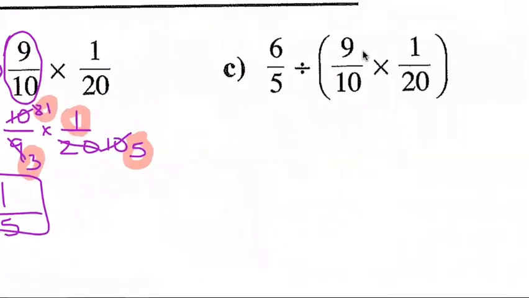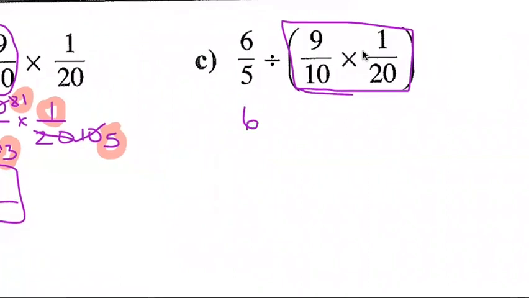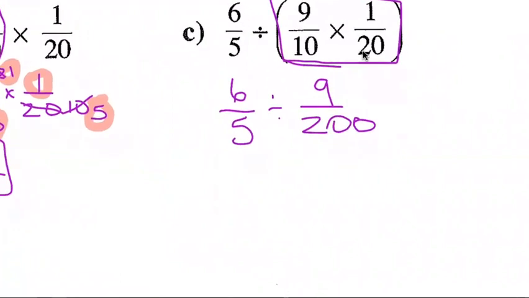And then question C. Question C, 6 over 5 divided by 9 over 10 times 1 over 20. But 9 over 10 times 1 over 20 is in brackets, so I need to do this first. So 6 over 5 divided by, this is going to be 9 over 200. Okay. But then it's division, so we're going to multiply. So this is going to flip: 6 over 5 times 200 over 9.